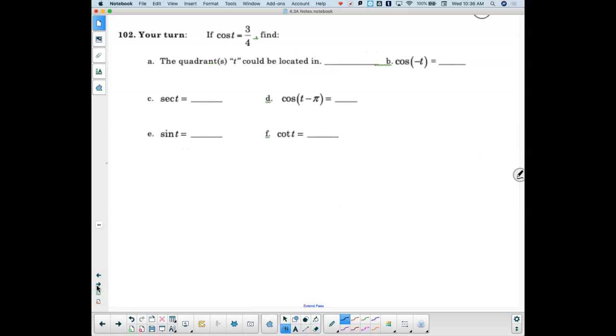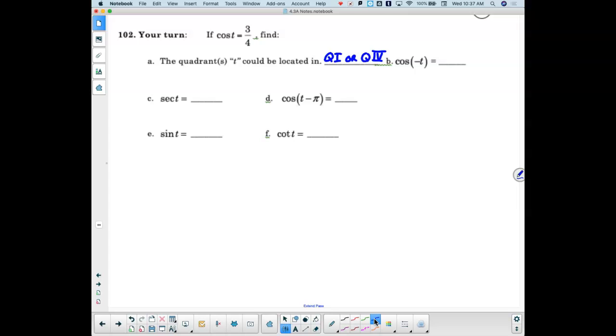Now let's do this one. Cosine of t is 3/4. Do you have 3/4 or 5/13? 3/4, perfect. So in what quadrants could t be located? Cosine is positive, so which quadrants? 1 and 4. Yep, because cosine is positive, so that's going to be in quadrant 1 or quadrant 4.